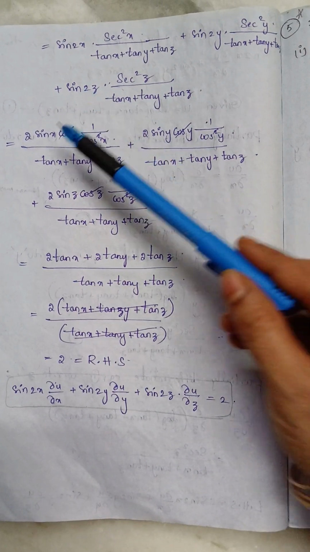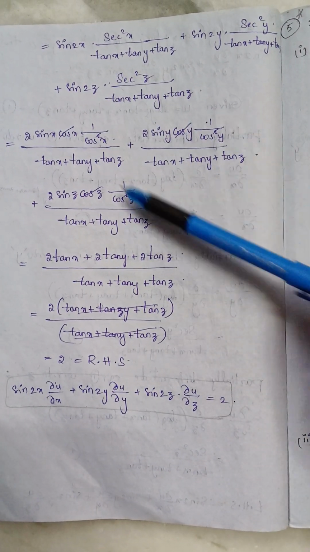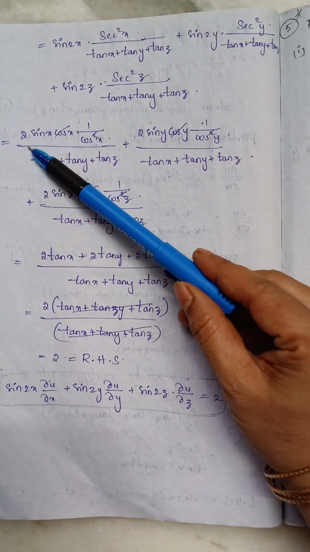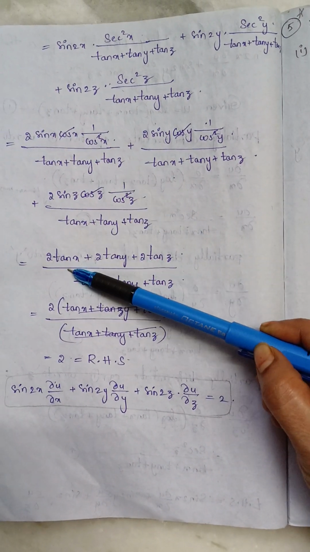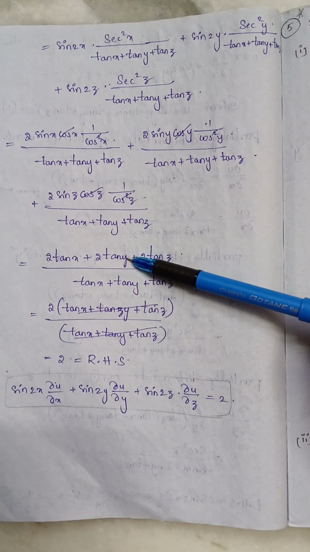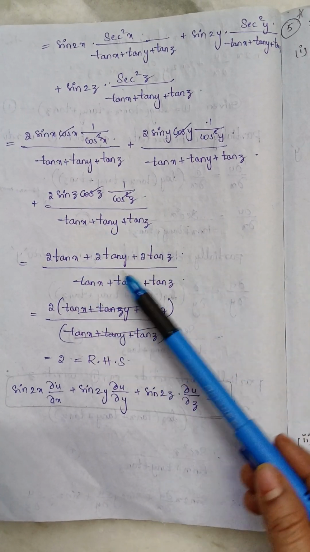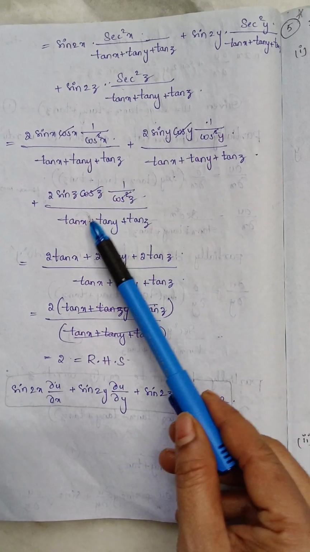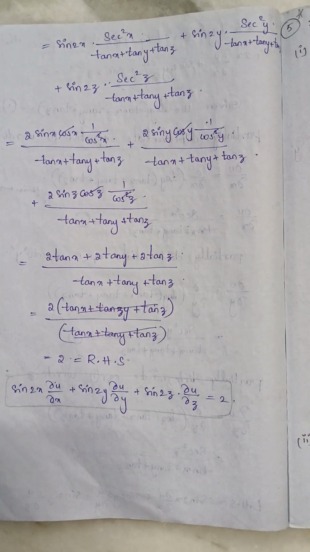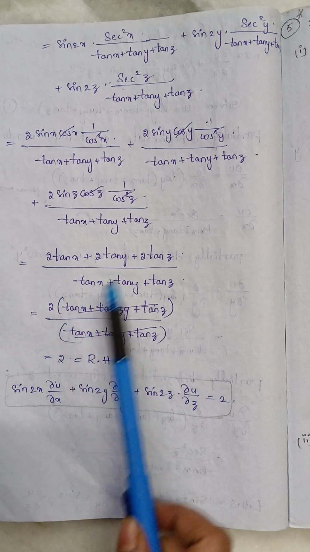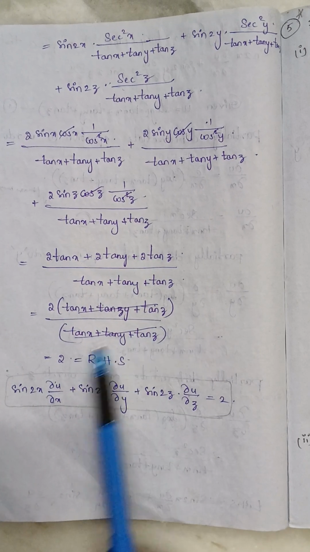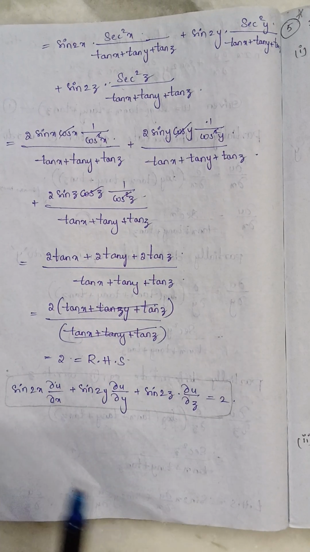Similarly for z. Now cos gets cancelled for every term and remaining terms are 2 sin x by cos x is 2 tan x, 2 sin y by cos y, 2 tan y. Again 2 sin z by cos z is 2 tan z, denominator is same. Here we are taking LCM, that's why we are taking the common denominator. Now 2 taken as common, then these values get cancelled, then the answer will be 2, which is nothing but RHS.